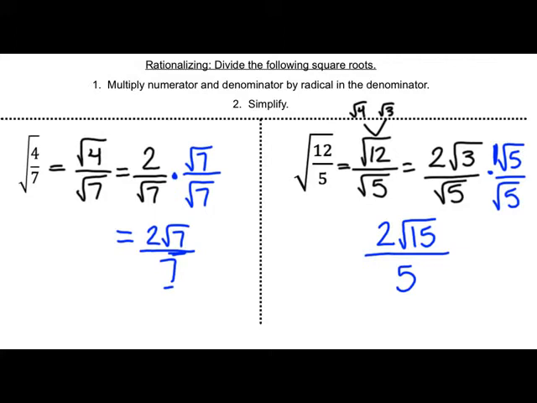Now, just like with before, if you don't like that method for simplifying before you start, break it up and go ahead and multiply the top and bottom by the square root of 5. If you do that, you get the square root of 60 over 5, and then you would realize that that is 4 times 15, which would still give you 2 square roots of 15 over 5.